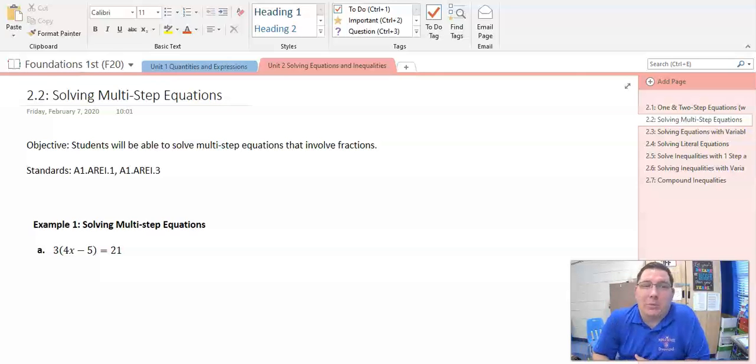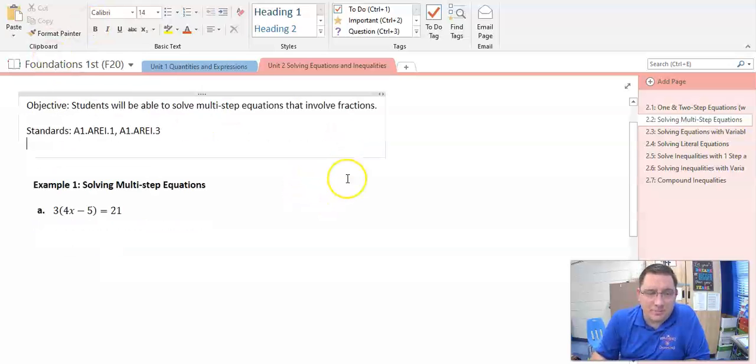Hey there, y'all. Today we're going to look at 2.2 on solving multi-step equations. In this section, we're going to look at how to solve multi-step equations, including those involving fractions. And then we're going to look at the standards like we looked at yesterday with AREI1 and AREI3, dealing with the solving and writing of equations in one variable. We've got a couple examples we're going to look at here today. This is a shorter lesson.